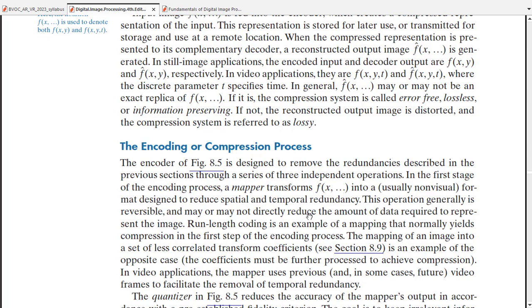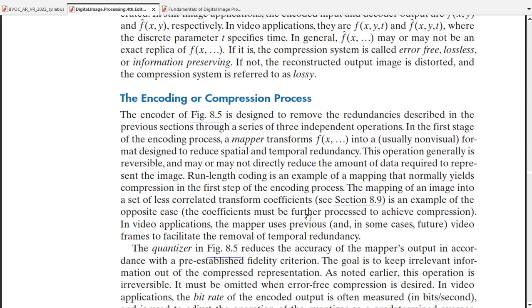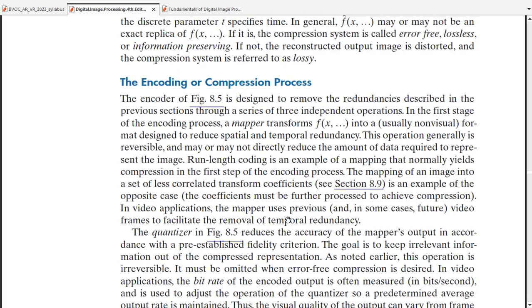The encoding or compression process: the encoder is designed to remove the redundancies described in the previous sections. What is the first stage of the encoding process? The mapper. It transforms the input into another format of amplitude functions of f(x, y), usually non-visual, designed to reduce spatial and temporal redundancy. The operation is generally reversible and may or may not directly reduce the amount of data required to represent this image.